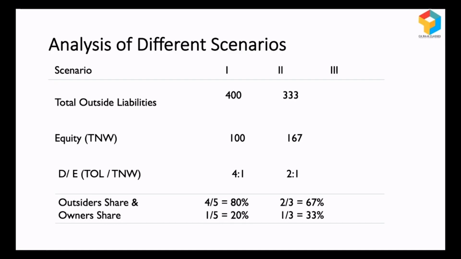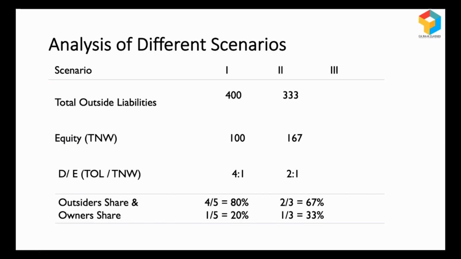And for me, this scenario is much better than the first scenario, because here the outsiders' share has come down. It means the fixed cost for the business will come down. The financial risk is coming down. And owners are contributing more. In scenario 1, owners contributed only 20%, but here owners are contributing 33%. When will owners contribute more? Only when they have more confidence in their business.